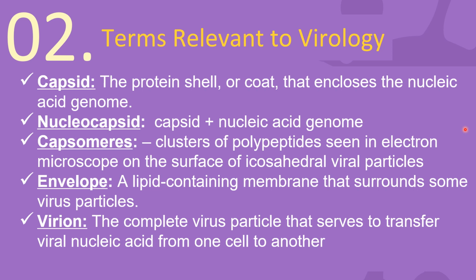And lastly, a virion is a complete viral particle. It serves to transfer viral nucleic acid from one cell to another, and in some instances, examples are the papillomavirus and picornaviruses, the virion is identical with the nucleocapsid. And in more complex viruses or virions, like herpes virus or orthomyxoviruses, this includes the nucleocapsid plus a surrounding envelope. And the structure of the virion serves to transfer the viral nucleic acid from one cell to another.